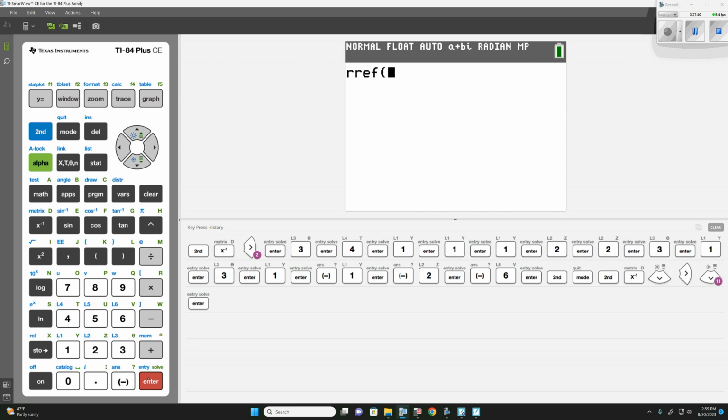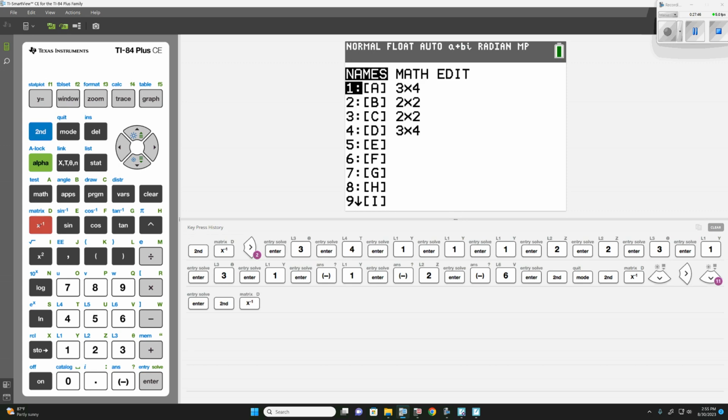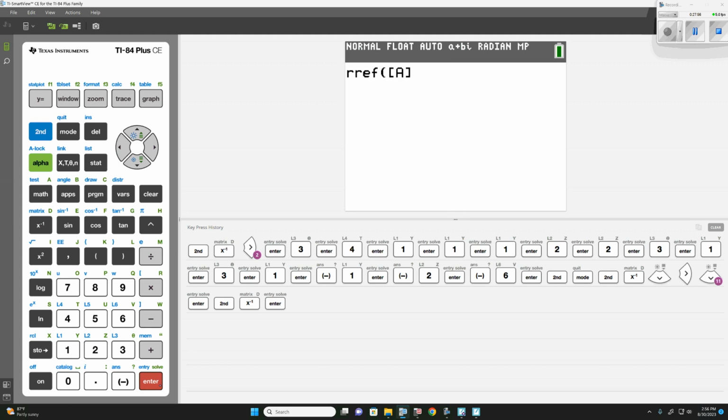Now the next thing we need to do is recall the matrix. To do that, we're going to go second, matrix, second, x to the negative 1. Now, we put it in matrix A, yes? So it's selected. Go on and hit enter. Press second and matrix, and then press enter. Enter again, and then you just press enter again.